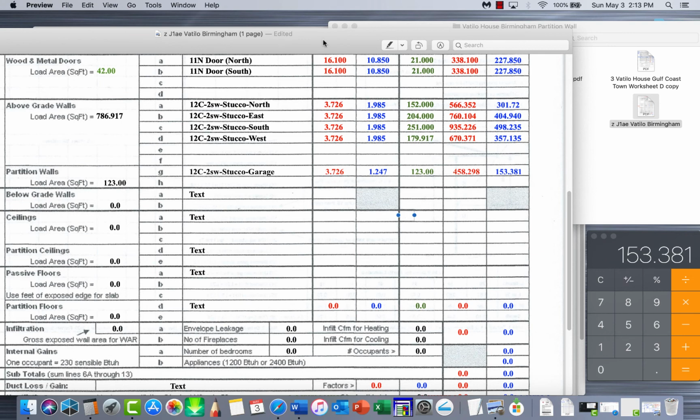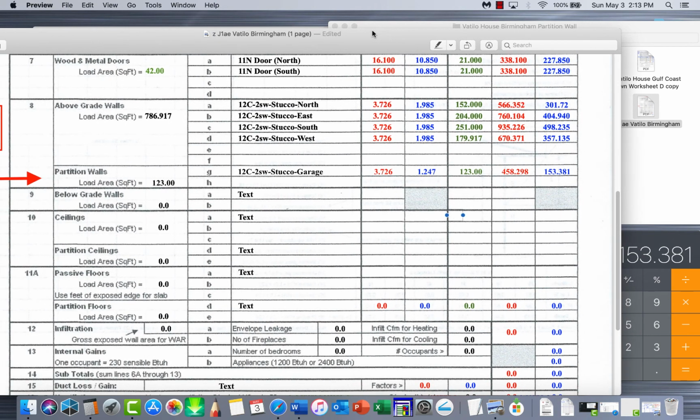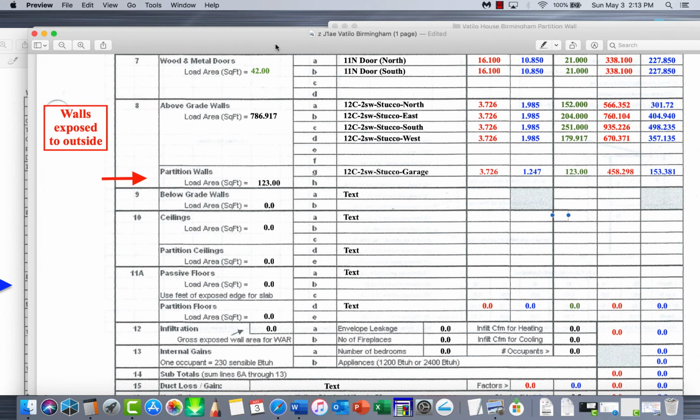And that completes all of our walls for the Vatilo house. We do not have any below grade walls right here, so we won't have to worry about that. The next thing we'll be moving to is ceilings. Well, thank you, and I'll see you there.